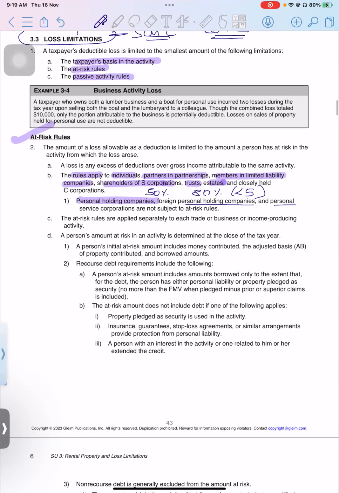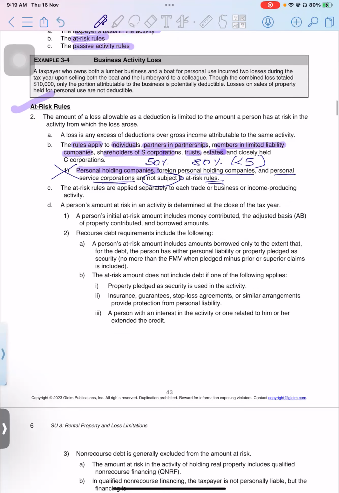Foreign personal holding company and personal service corporation are not subject to the at-risk rule. They cannot use the at-risk rule. Okay. Anyways, they are wholly going to be responsible for their whole business. 80% are held by these 5 members. Okay. So they are not going to apply the at-risk rule. There can be one MCQ. At-risk rule will not be applicable on a personal holding company or a foreign personal holding company or a personal service corporation. Okay, these 3 you can just remember.